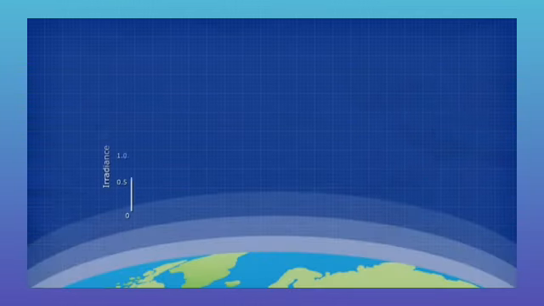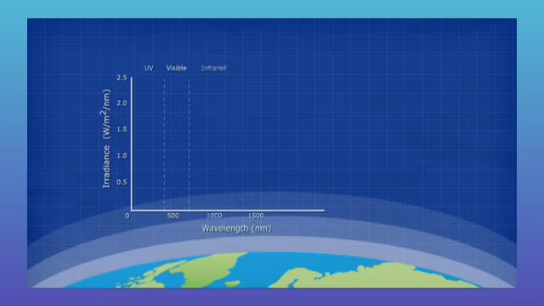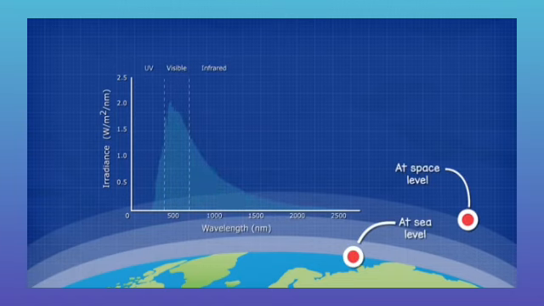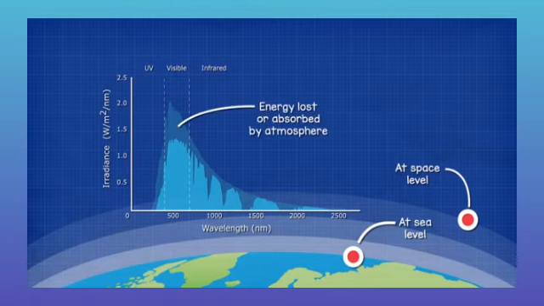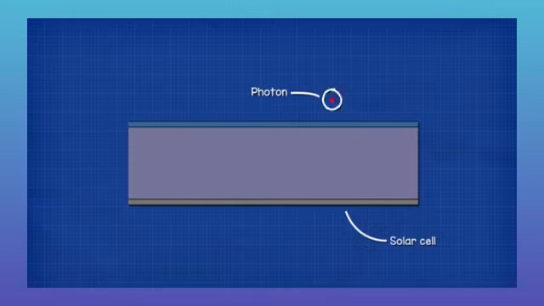If we measure the energy per area by wavelength in space, we see a curve like this. But down at sea level, it looks more like this. And that's because the atmosphere has absorbed and also deflected some of the energy. Remember, inside the solar cell, we need a photon to knock an electron off of its silicon atom.